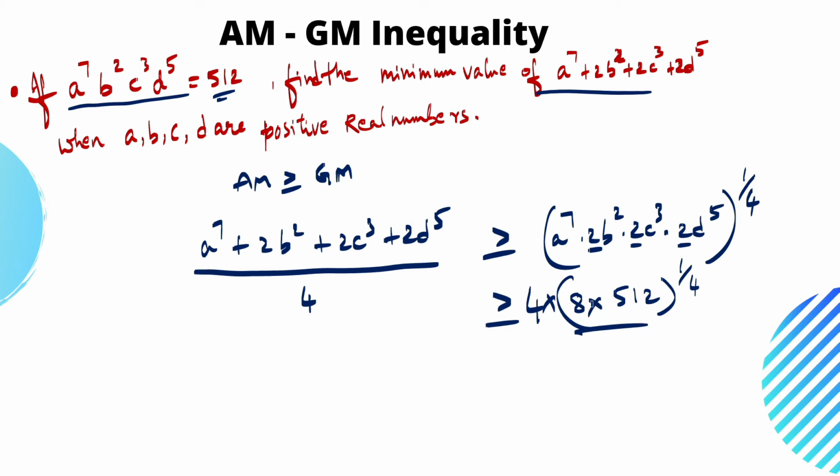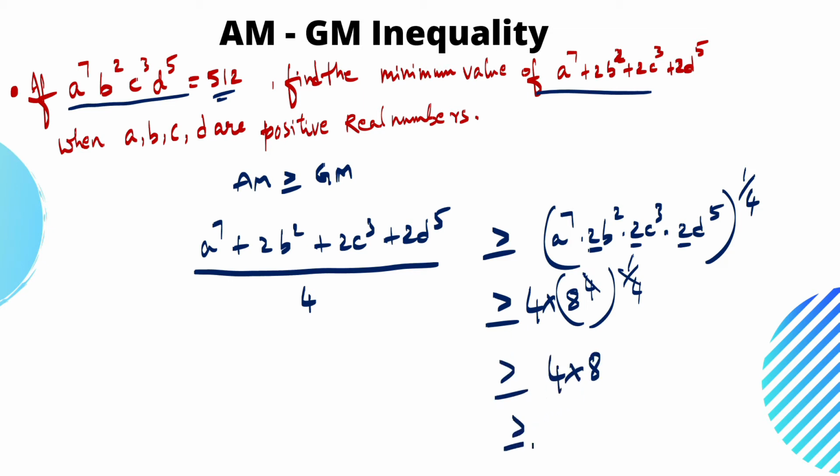So 8 into 512 can be expressed as 8 power 4. So 512 is 8 cube, and so this will be 8 power 4. Hence we can write this as 8 power 4 whole power 1 by 4. So this and this get cancelled, and this will be greater than or equal to 4 into 8. So this will be greater than or equal to 32. So the minimum possible value of this is 32.